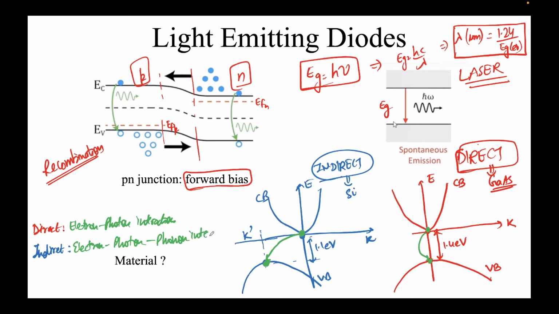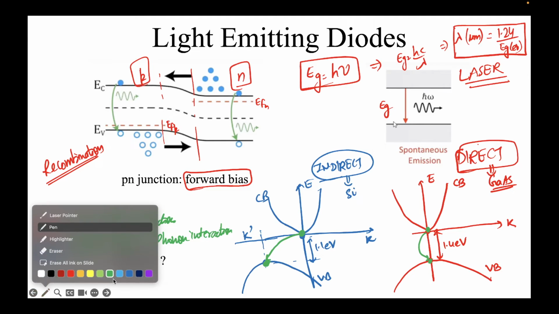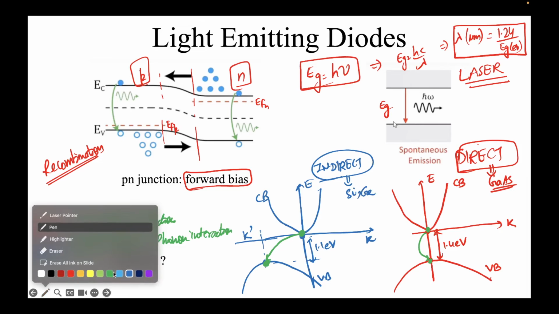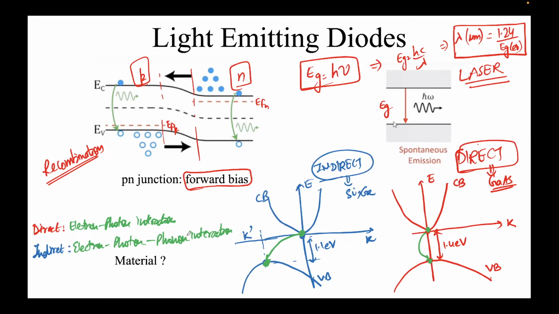So for an indirect band gap material, the process of recombination, with the emission of a photon, must involve an electron-photon-phonon interaction. For indirect materials like silicon, another example being germanium, this is what is referred to as a three particle interaction. First of all, this process is inefficient, and the probability is also very less.